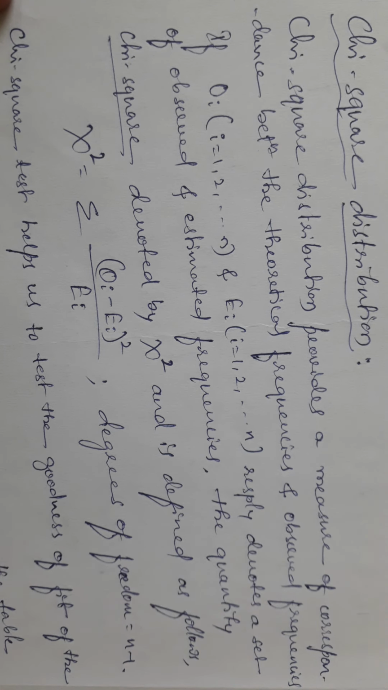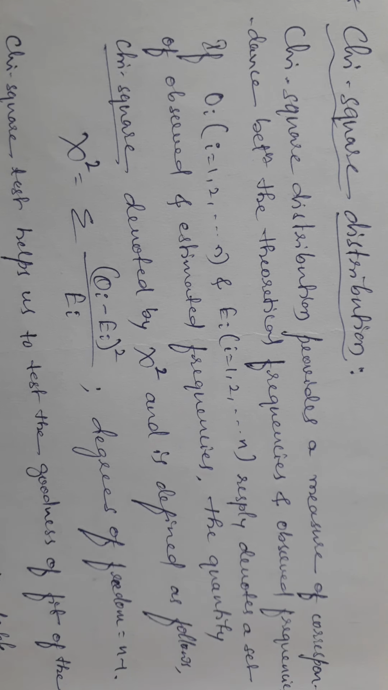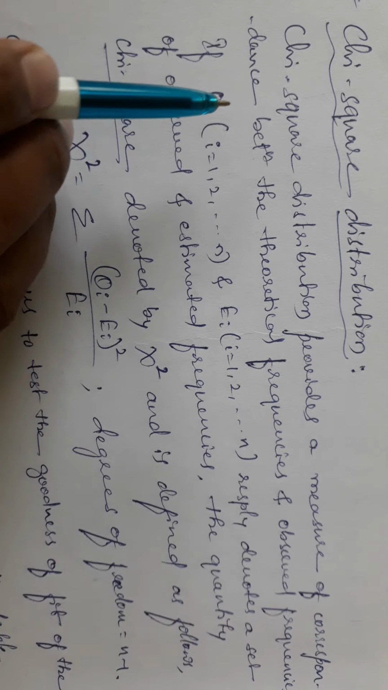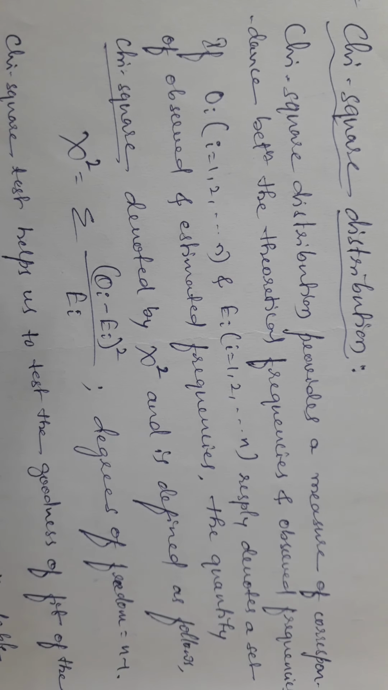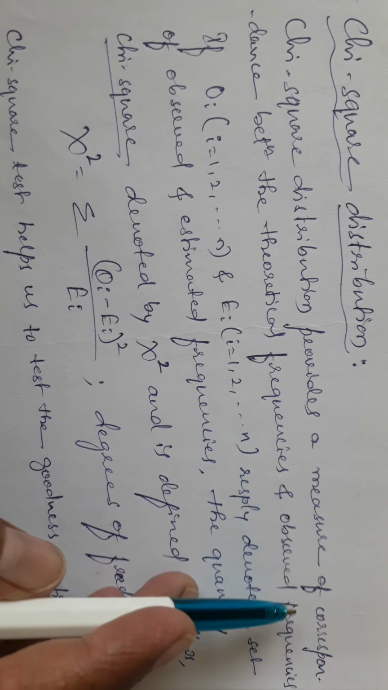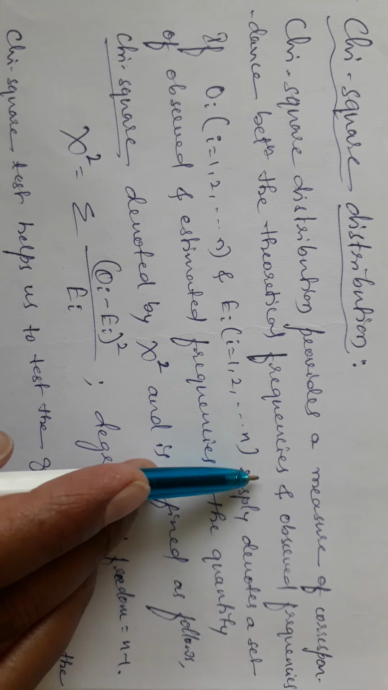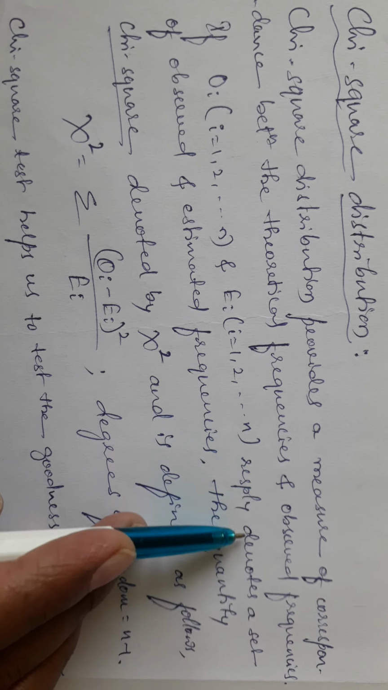Hi friends, in my previous videos we discussed the sampling distribution and Student's t distribution. Now we'll discuss the chi-square distribution. Chi-square distribution provides a measure of correspondence between the theoretical frequencies and observed frequencies.